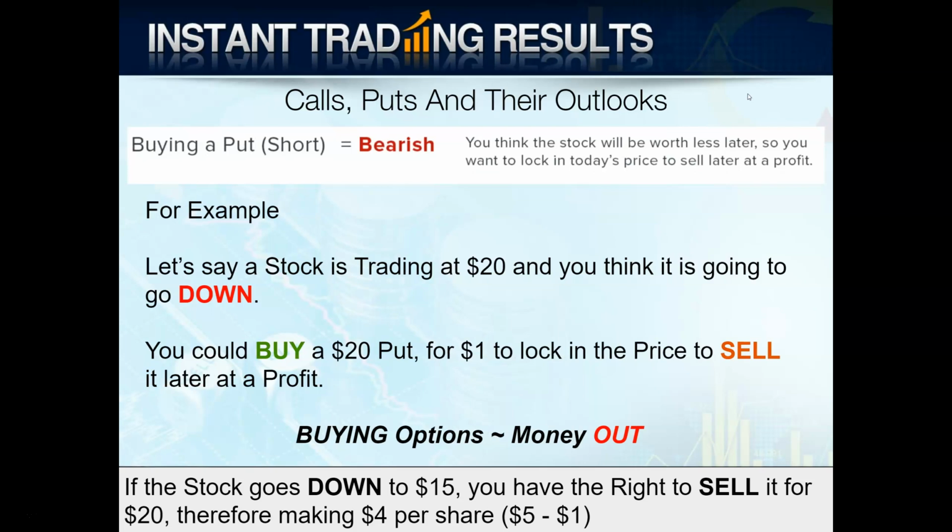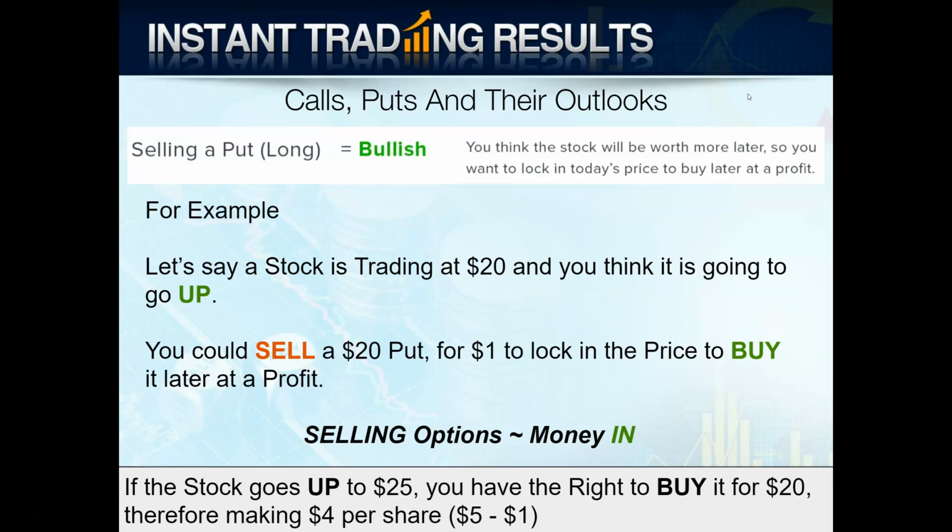What about puts? Buying a put, short. It's bearish. You think the stock will be worth less later. So you want to lock in today's price to sell later at a profit. For example, let's say a stock is trading at $20 and you think it's going to go down. You could buy a $20 put for $1 to lock in the price to sell it later at a profit. Buying options, money out. It costs you money to buy options. If the stock goes down to say $15, you have the right to sell it for $20, therefore making $4 per share, $5 minus the $1.